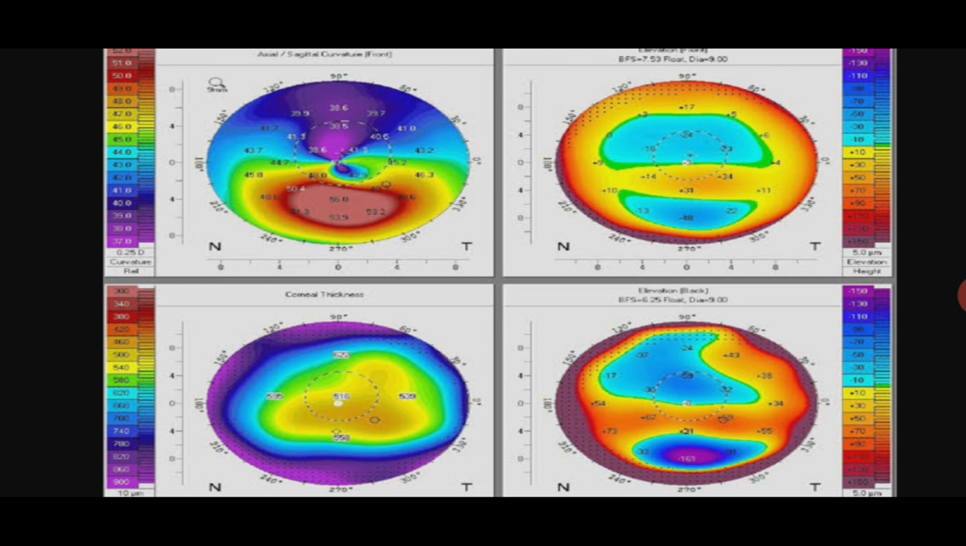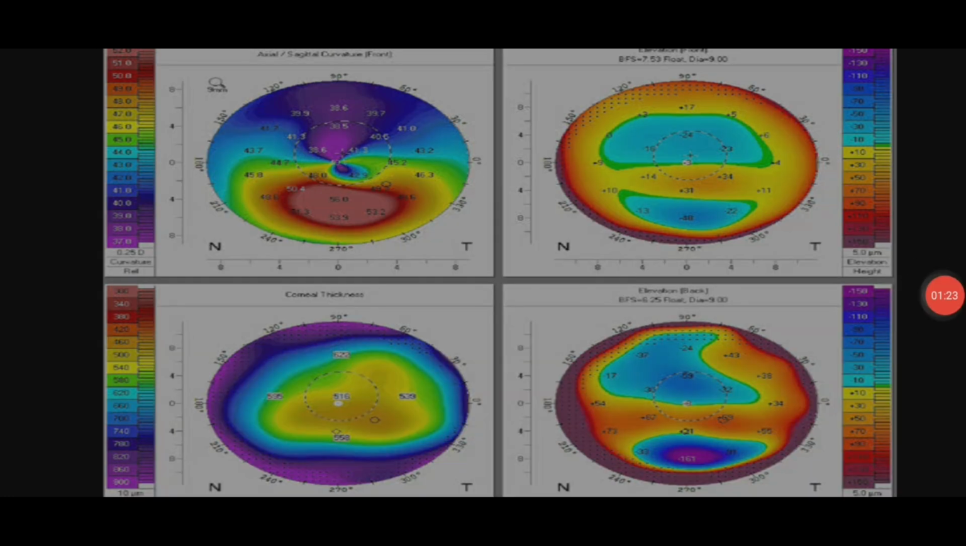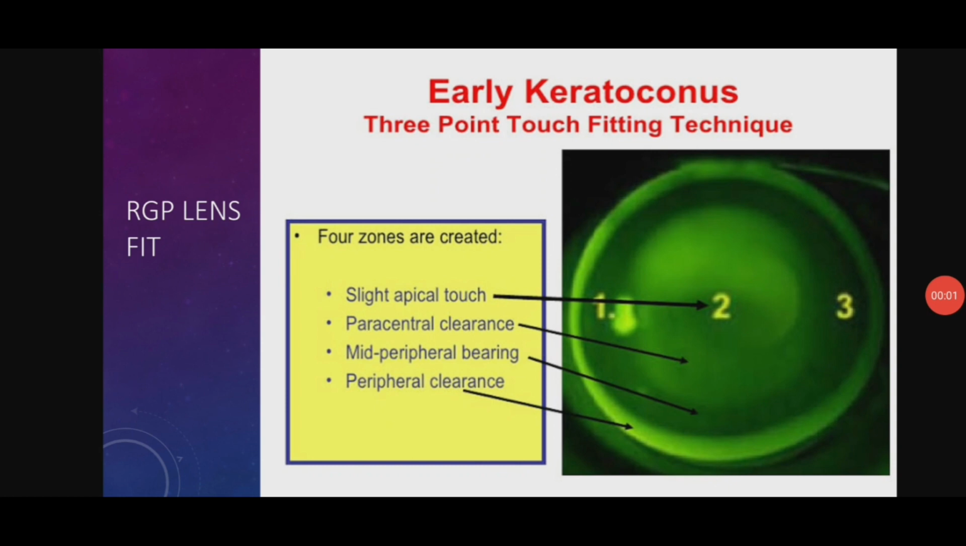So it is denoted by this topo report that it is a clear-cut keratoconus, and there is an inferonasal cone over here. So where is the cone? The red colored area, that part is the cone. We can do an RGP fitting in case of keratoconus or a Rose K lens fitting.